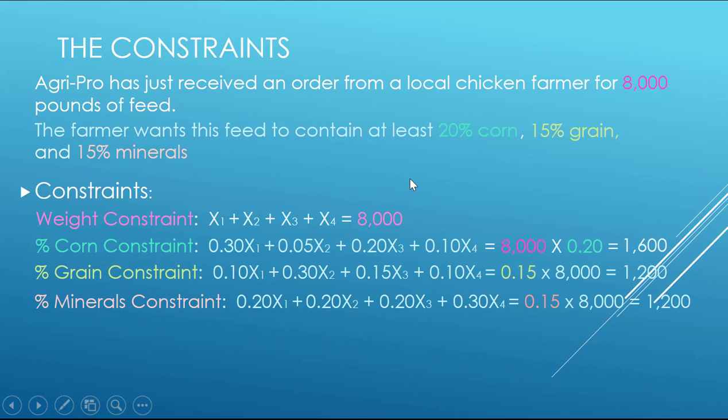So that is our LP problem. We have our constraints, we have our objective function, which is to minimize our total cost, and our variables are the number of pounds of each of the feeds required. In a follow-up video, we're going to solve this problem in Excel.